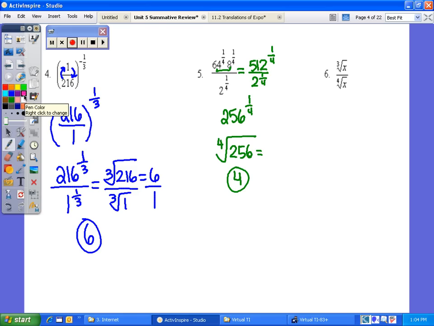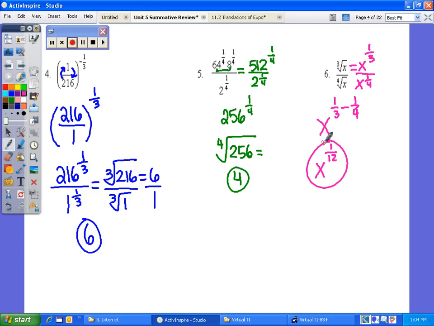Okay, last one. These are the same base but different roots. So you have to change the roots to fractional exponents. And then you're going to take those fractional exponents and subtract them because this is division. So 1/3 minus 1/4, just put that in your calculator and you get 1/12. So this is x to the 1/12 power. That's it.